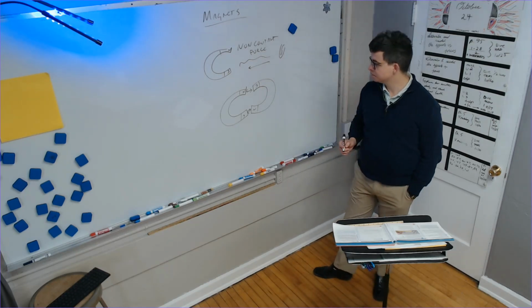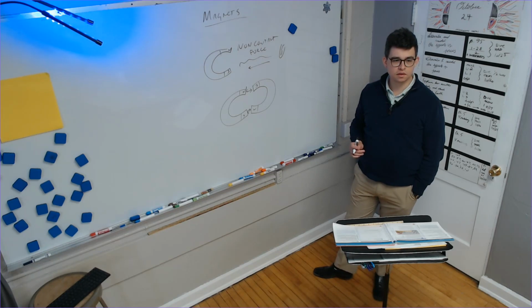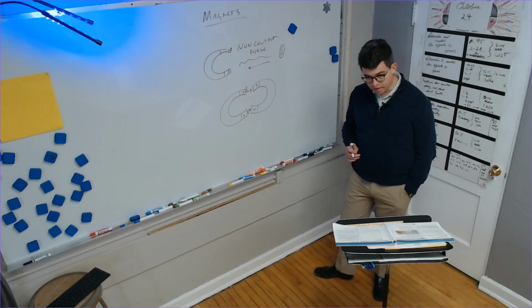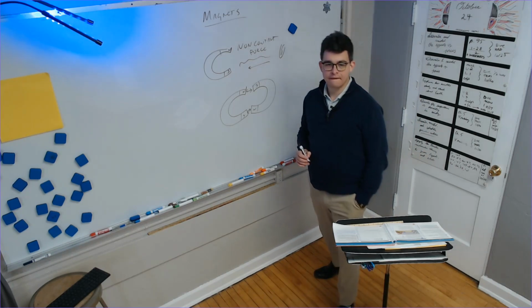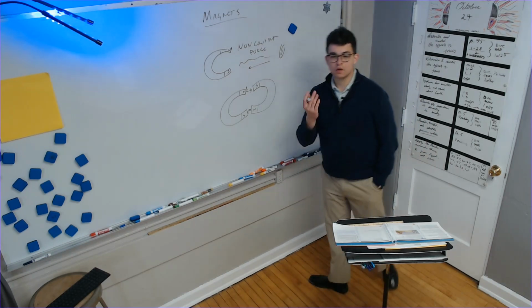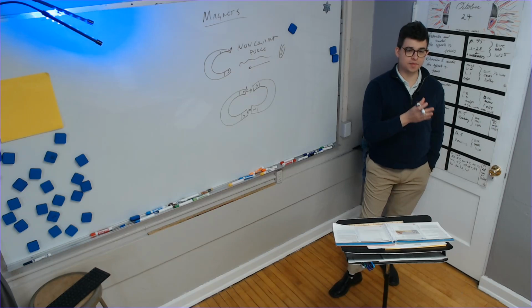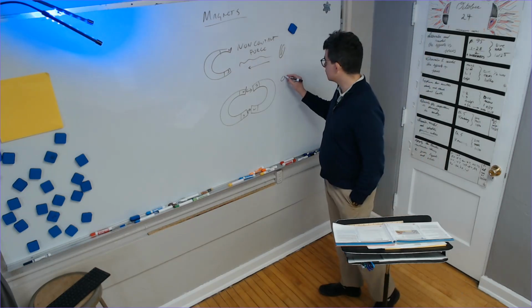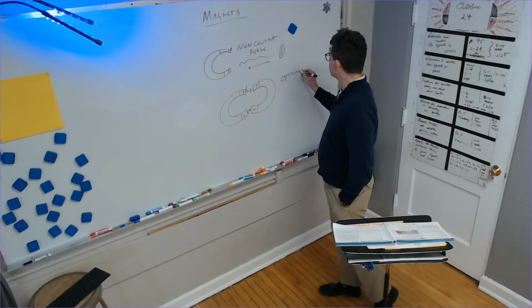JJ, what do you think? The North and the South are going to pull each other towards. Okay, why? Because they're opposite poles. The evidence that you should have found in your lab suggests that opposite poles attract. Let's write that down real quick. Opposite poles attract.